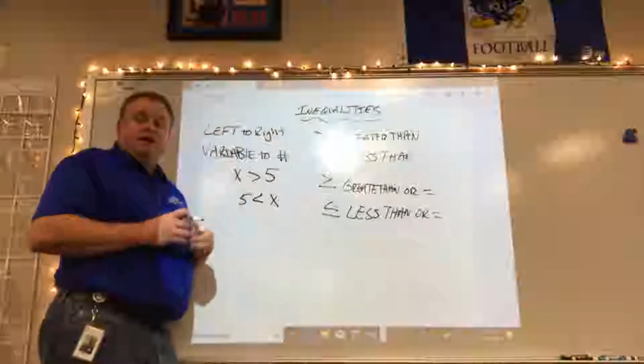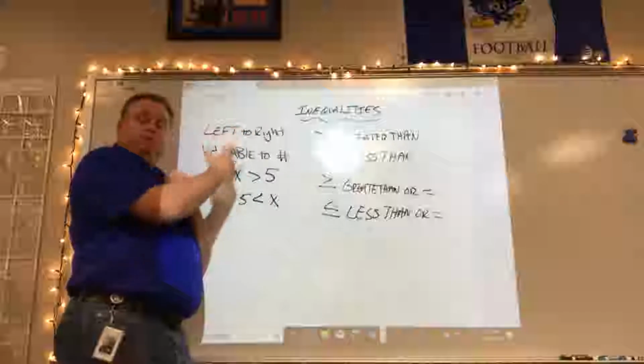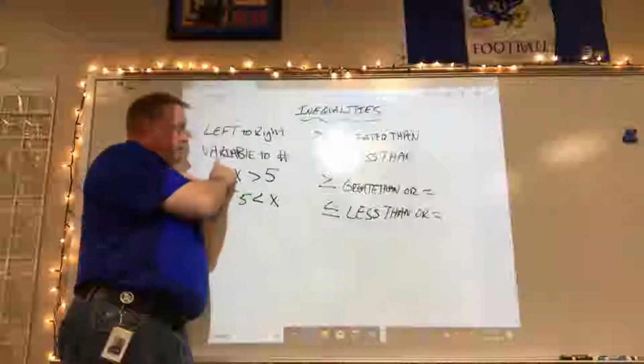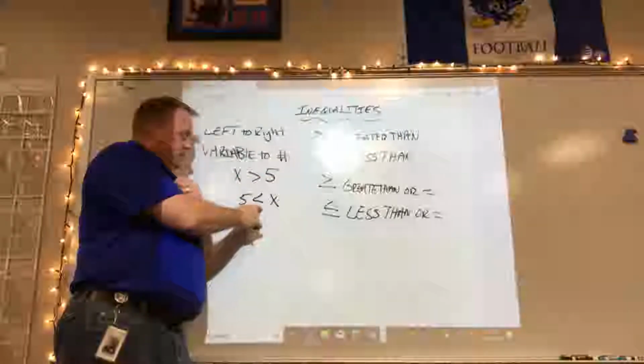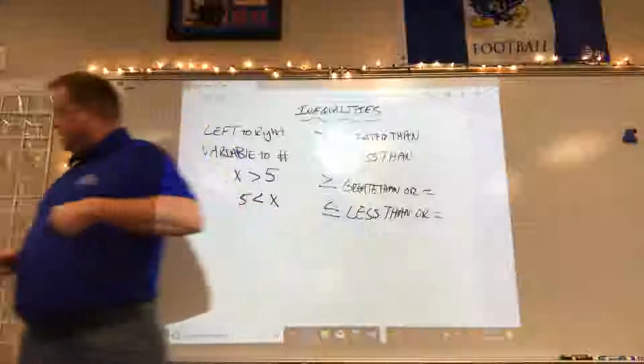They're both the same because I read it variable to number. I want to read it left to right, which is from here to here. But more importantly is I read variable to number. So x is greater than 5. Okay? So that's one big key part of this.